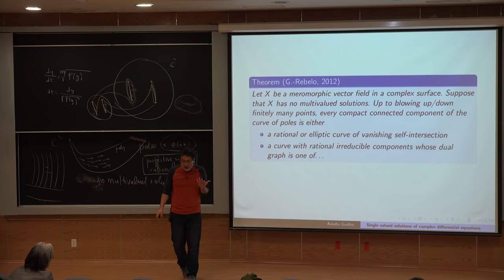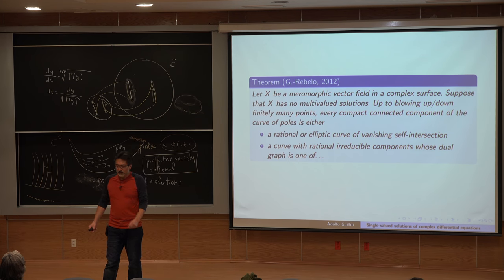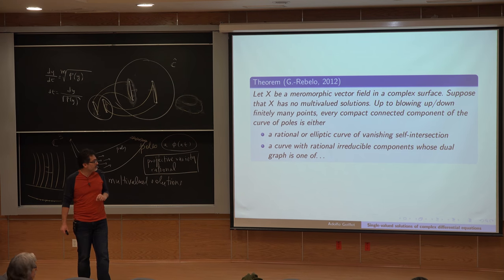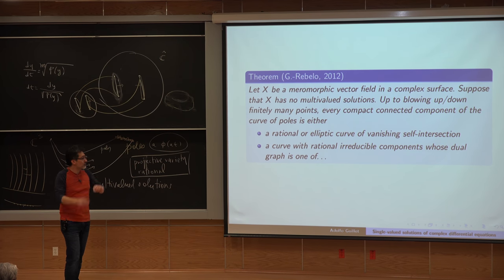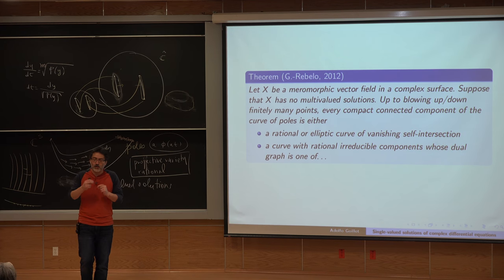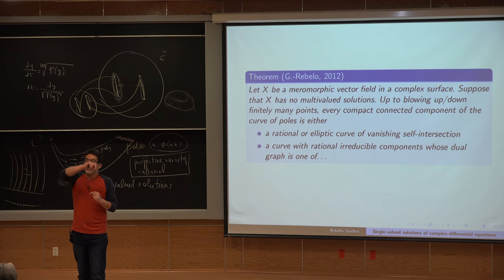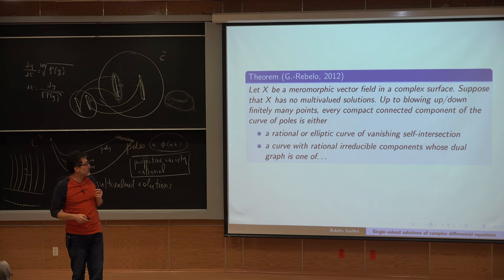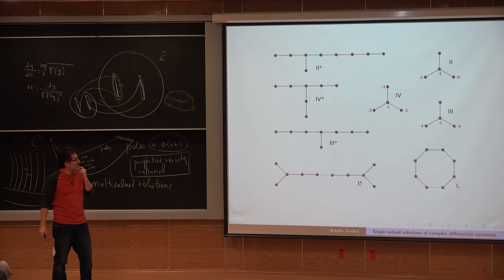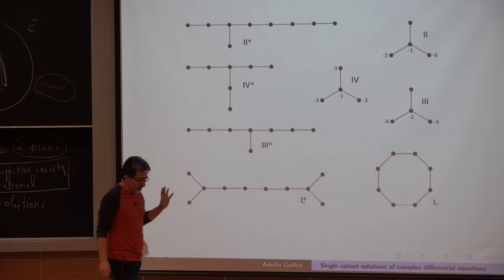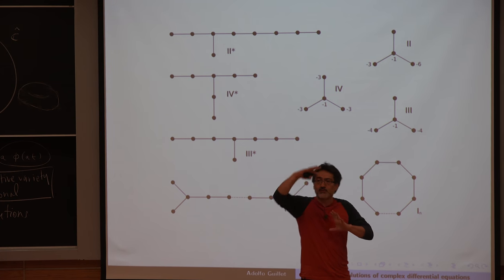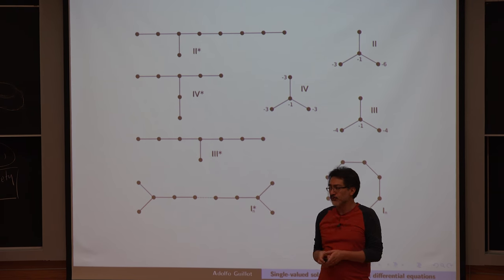we gave, in some sense, a normal form, a description to which you can take any curve of poles of the vector field. So the curve of poles after these blow-ups or blow-downs might be a rational curve, a sphere. It might be also an elliptic curve, a torus. Or it might have a lot of rational components, a lot of two-dimensional spheres arranged. So it will be an arrangement of these spheres, of these rational curves in the surface.